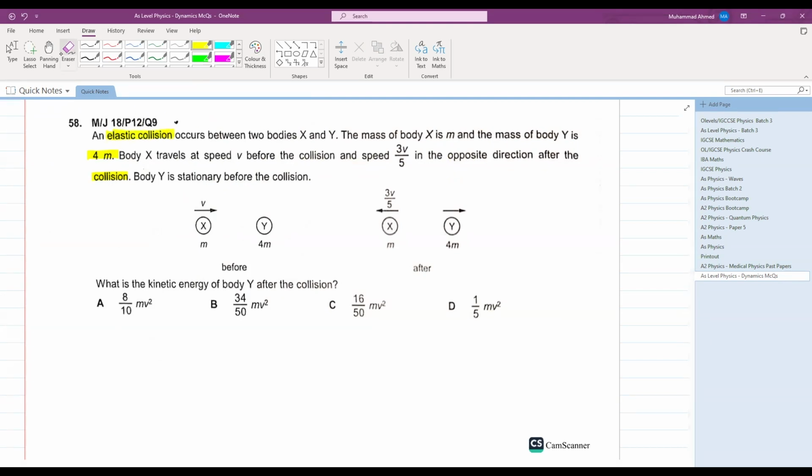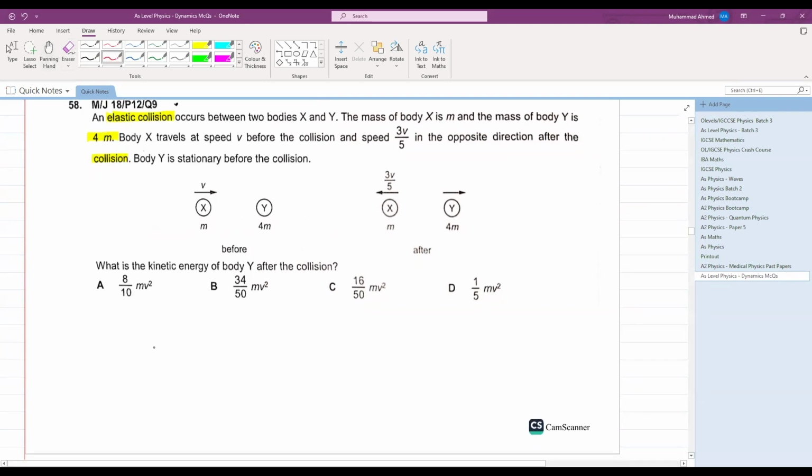If it's an elastic collision, you can apply a simple trick. You can say kinetic energy before collision is equal to kinetic energy after collision. What will be the kinetic energy before collision? 1 upon 2 m v square. And mass y is moving at a velocity of 0, so the kinetic energy before collision due to y will be 0. What is the kinetic energy after collision? 1 upon 2 m into 3v over 5 whole square plus the kinetic energy of y after collision.